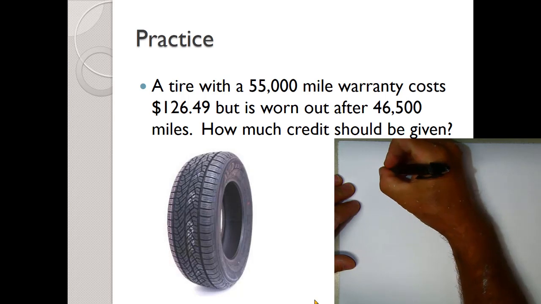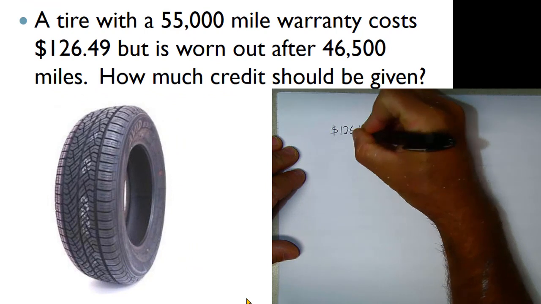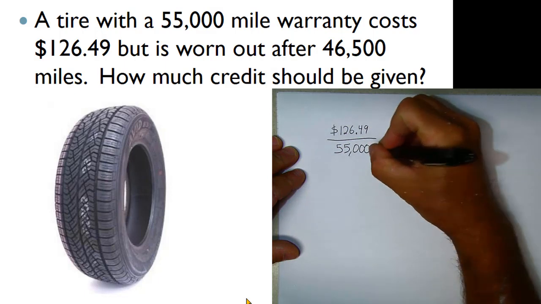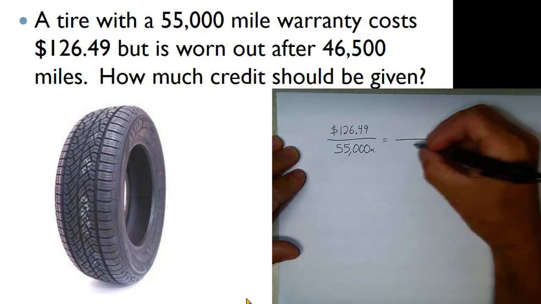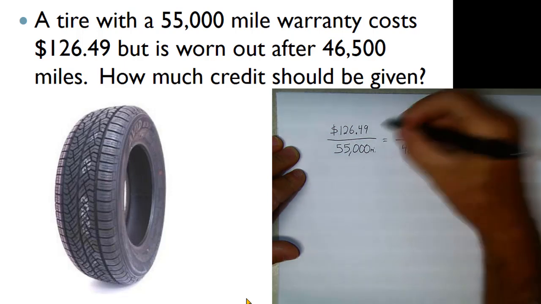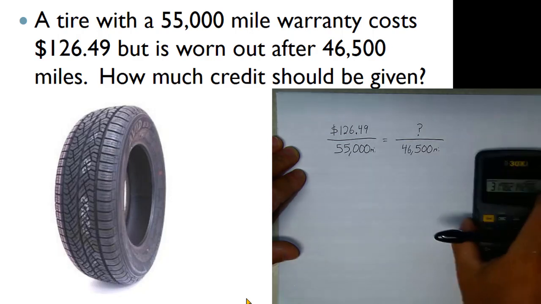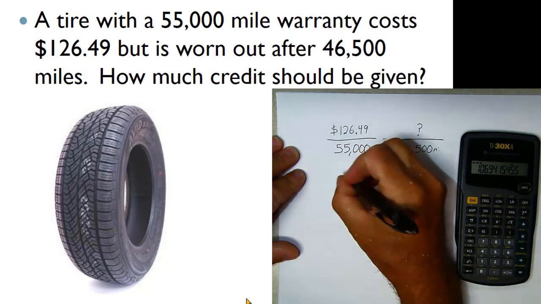Okay, we're going to set this up using a proportion again. We know that if we spend $126.49, that tire should last 55,000 miles. But that's for a good tire. A junk tire only lasted 46,500 miles. That means it's not worth $126. The question is, how much is it worth? So we'll cross multiply 126.49 times 46,500 divided by 55,000, and we end up with 106.94.